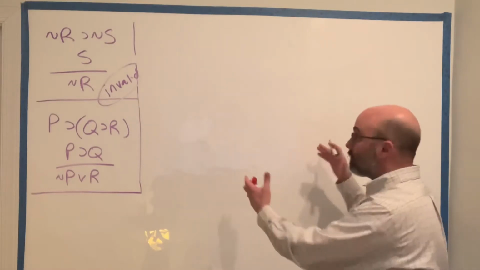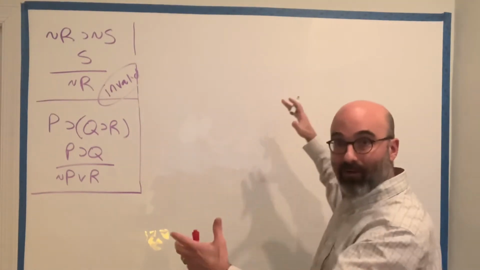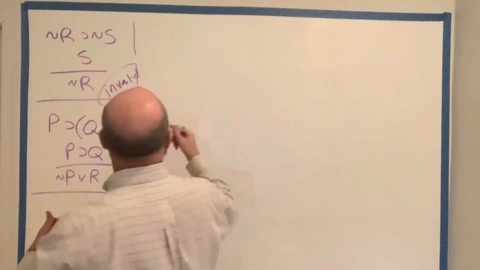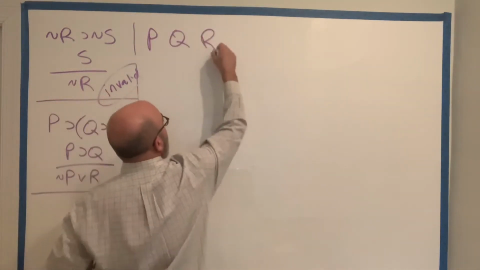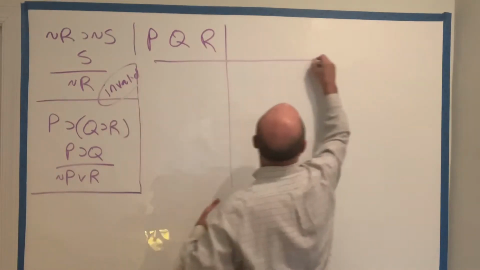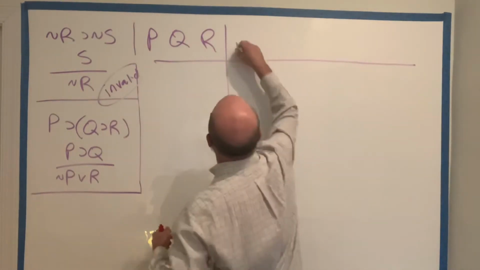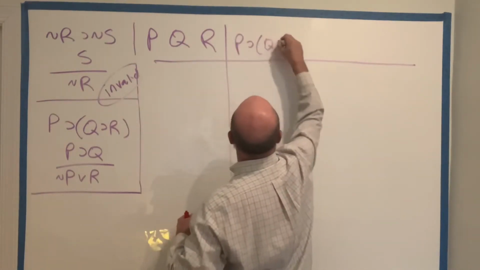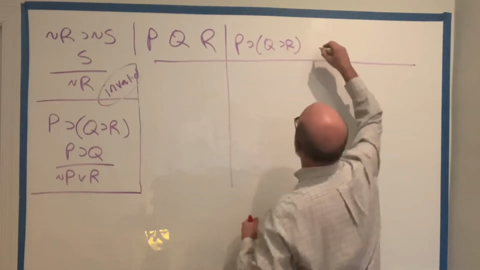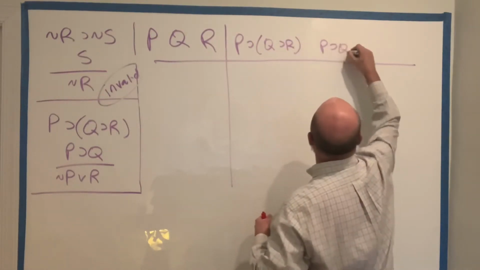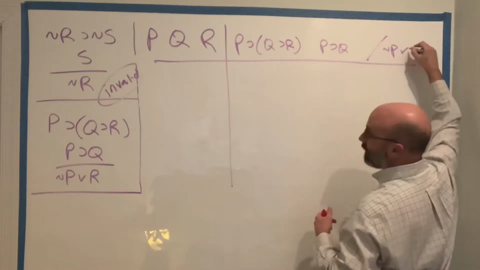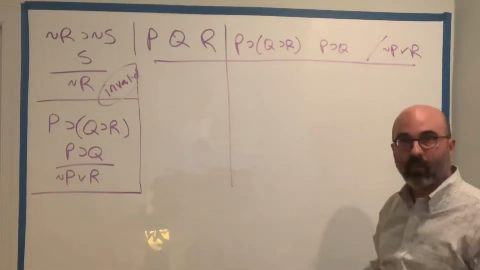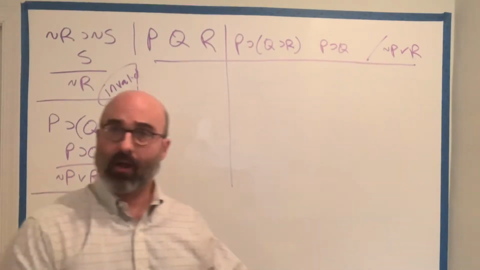Here what we need to do is put it all up. So let's do that. So we have P, Q, and R. P horseshoe, Q horseshoe R, P horseshoe Q, and then our conclusion is not P, vel R. Okay, so far so good. We've got everything set up.